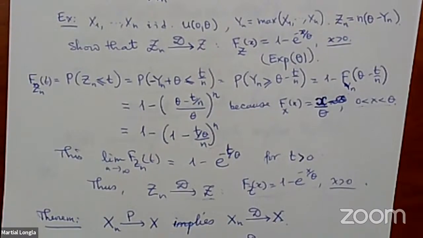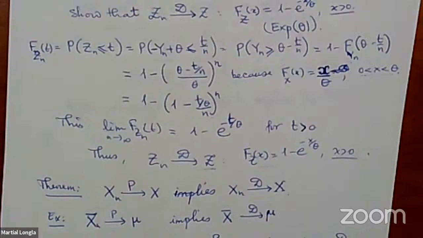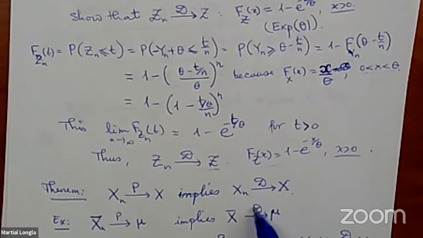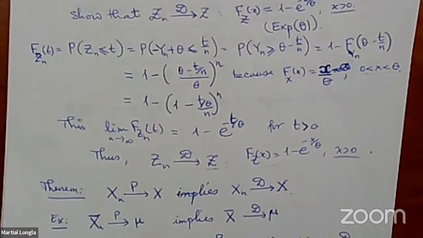This example I got here. We know that X bar converges in probability to mu, which is the mean. That's what we proved last time, right? Therefore, X bar converges in distribution to mu as well. Isn't that scary?